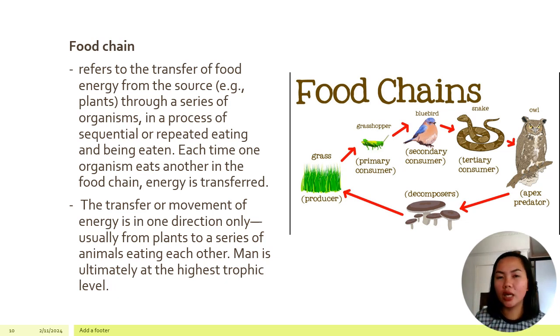So in food chain, the transfer or movement of energy is in one direction only. So usually from plants to a series of animals eating each other. And man is ultimately at the highest trophic level. So we can consider ourselves as apex predators because naturally wala gid tay mga natural predators. We are kumbaga at the top of the trophic structure, of the trophic level.